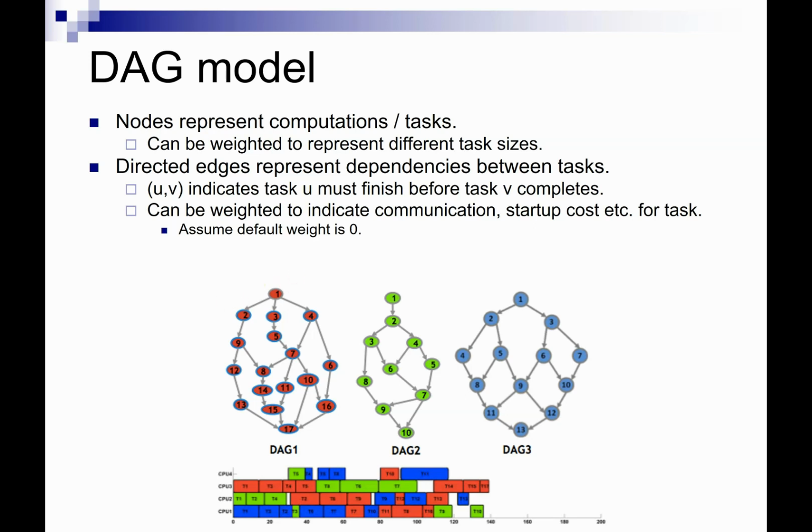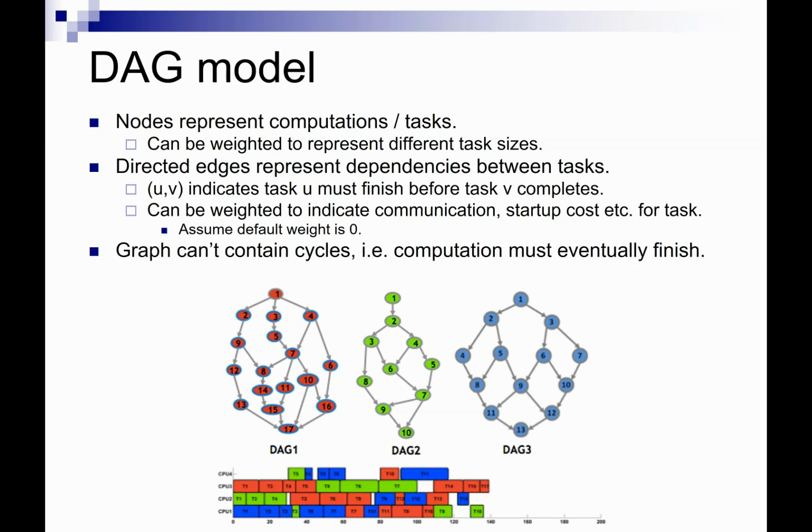So that's the model. Because this is a DAG model, it's a directed acyclic graph, so we don't want to have cycles. This basically means that the computation has to finish eventually, because you can go from the top node, which doesn't have any incoming edges, and if you keep following these outgoing edges, eventually you get to another node which doesn't have any outgoing edges. That's the end of your computation.